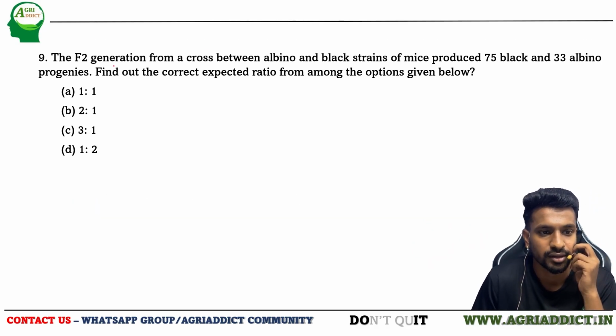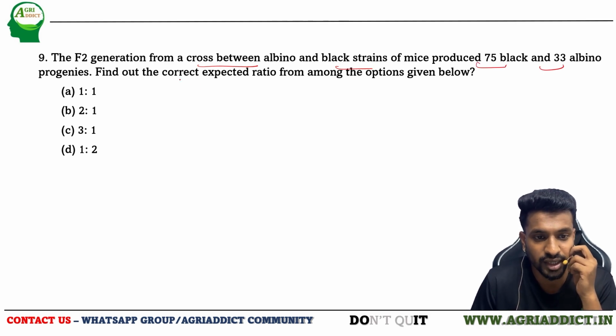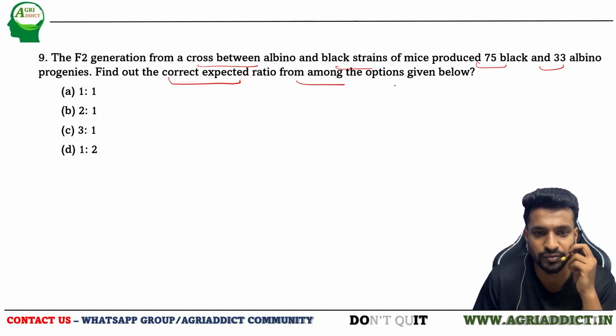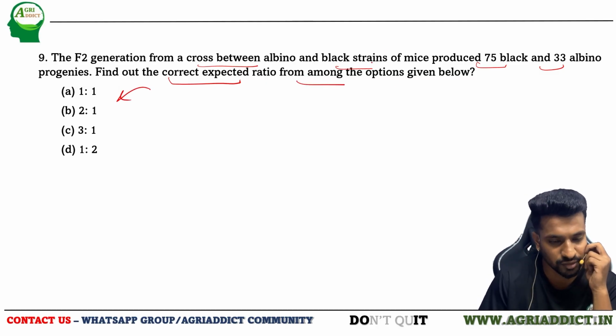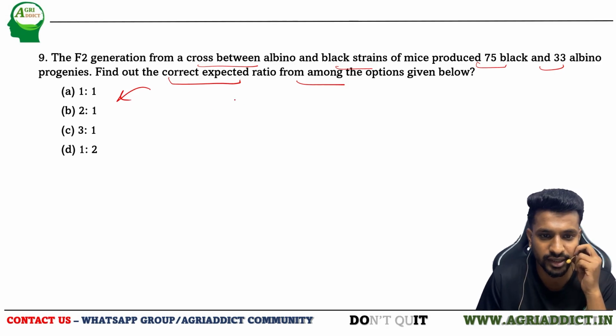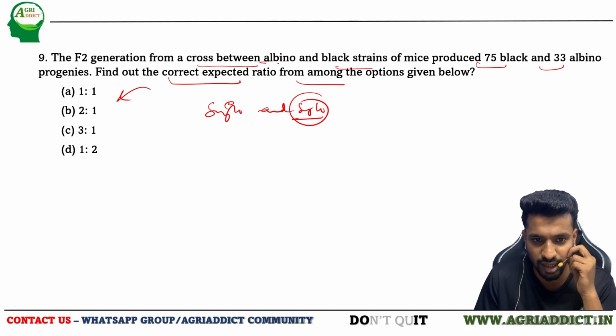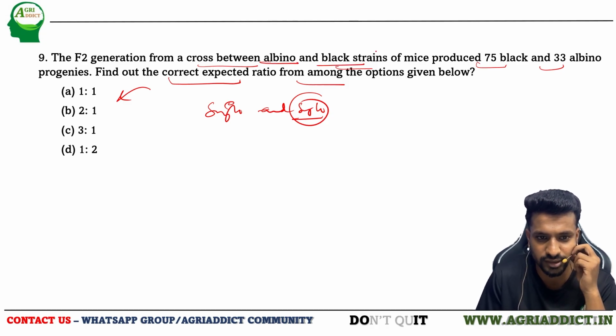Next one. The F2 generation from a cross between albino and black mice produced 75:33 albino progenies. Find out the correct expected ratio from among the following options. Seeing the options, we can clearly know that it is for a single gene and a single trait. The trait is already given here, that is albino and black. So this is a coat color.